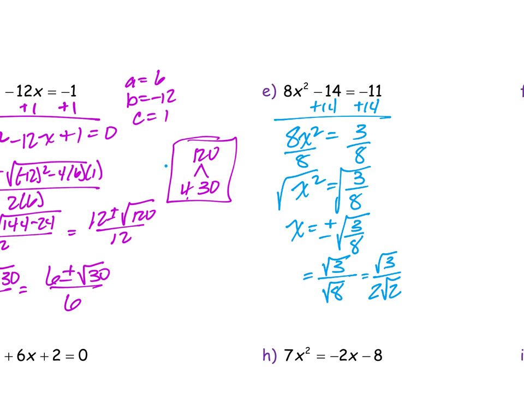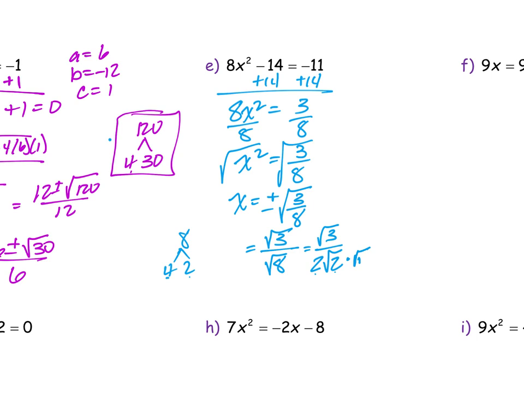8 is 4 times 2, so the square root of 4 is 2, and 2 is left inside, so I get this. You still can't have a square root in your denominator. I hate that rule. But you can't have a square root in the denominator, so I'm going to multiply by the square root of 2 over the square root of 2, and I get plus or minus, I dropped my plus or minus, sorry, plus or minus the square root of 6 over 4. That's the answer Delta Math will accept. But I don't think you have any like that. I just wanted to show you just in case.